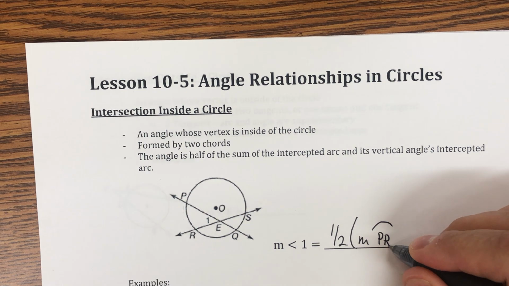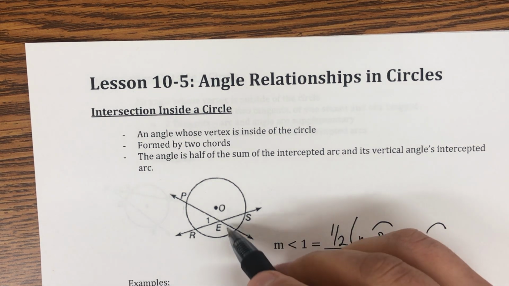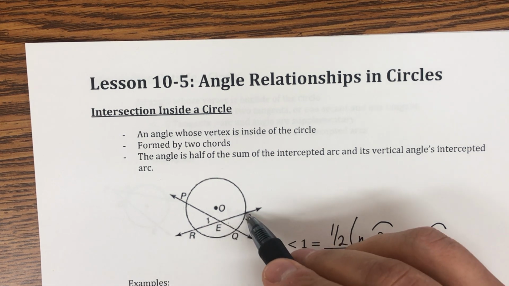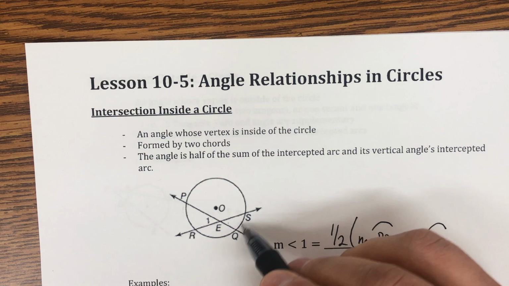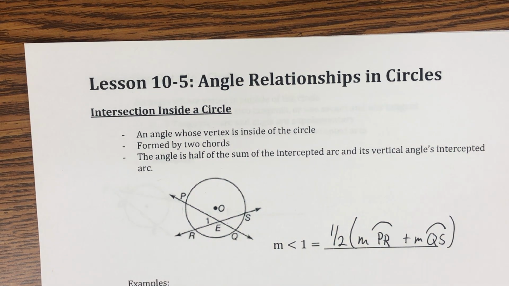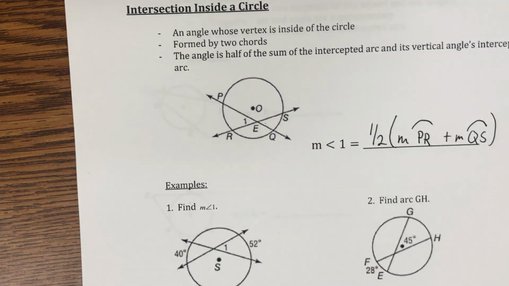plus the measure of its vertical angle's intercepted arc. Now, its vertical angle over here, these two angles are congruent, they're vertical, and its intercepted arc is QS. So, that is the formula that we will use for these problems with the angle inside the circle. Okay? So, hopping into our first example.